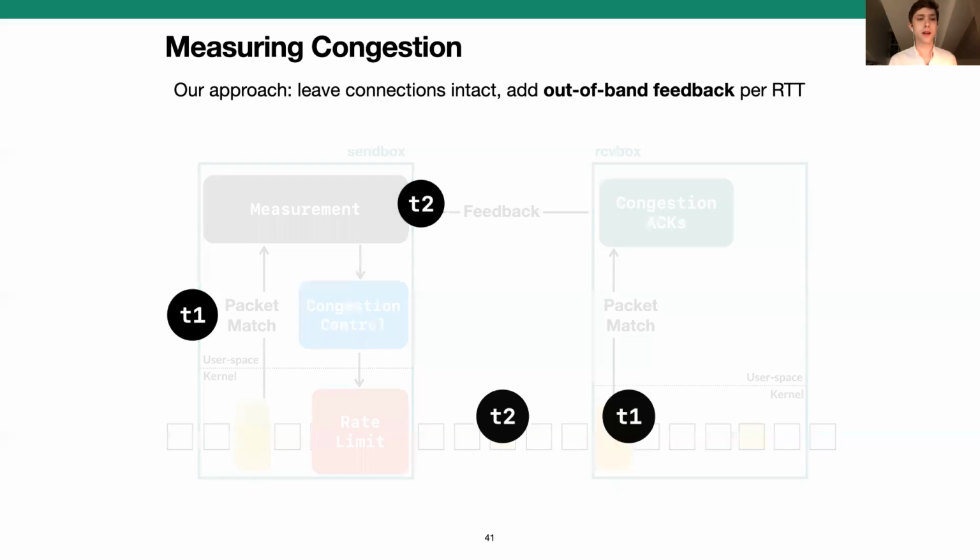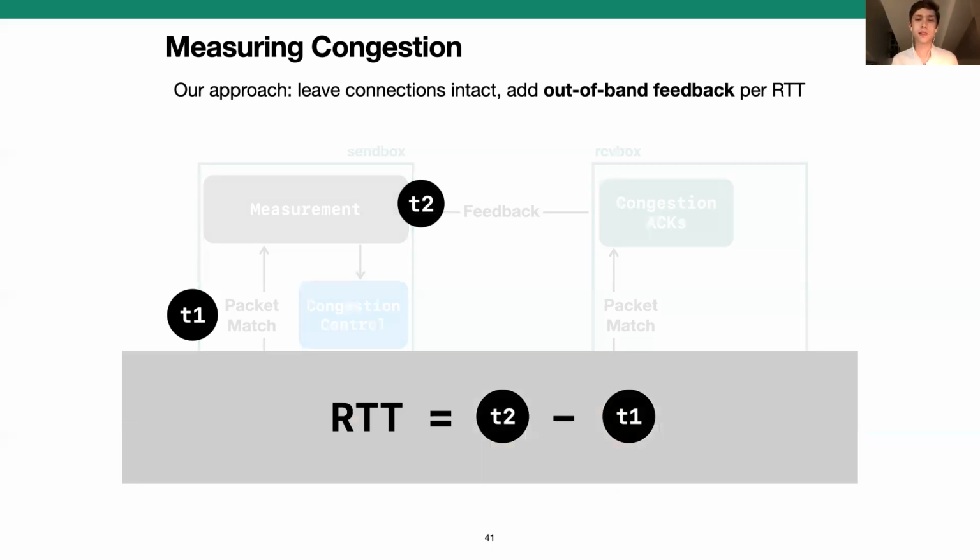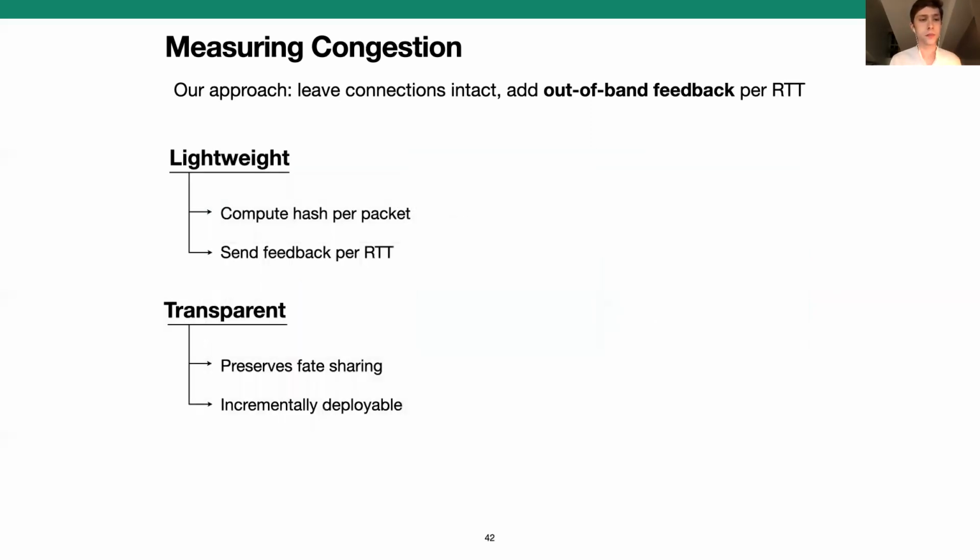So just as an example of how these measurements are used, if we received the feedback message for hash X at T2, then a sample of the RTT would just be T2 minus T1. Now we use the feedback to compute a number of other signals, such as the send and receive rate, and the details for doing this are included in the paper. But there's two important properties about this design that I want to highlight. The first is that it's lightweight and low overhead. Notice that we only needed to compute a single hash per packet in the data plane, and all of the other functionality operates off the data plane.